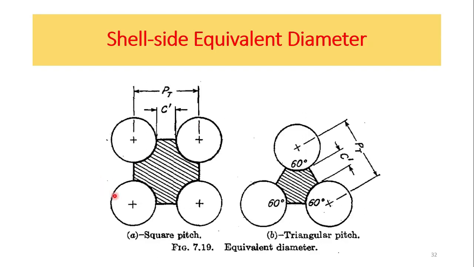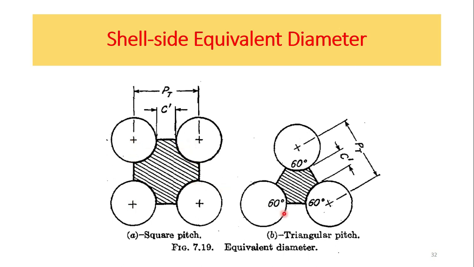So this is basically diagrams which will show you the kind of square pitch. So what does square pitch mean? The 4 tubes are arranged in a square manner, right? So we have a square, so each tube has a center at one of the corners of the square, so this is known as square pitch.